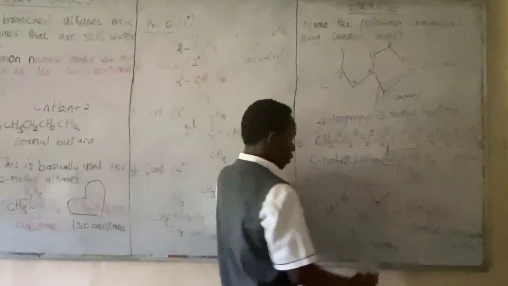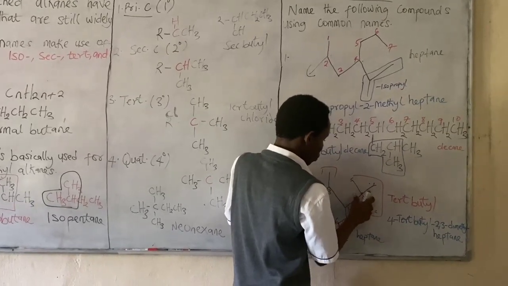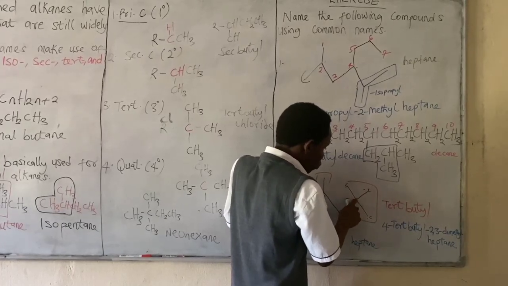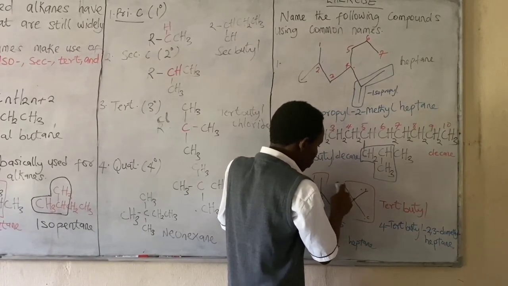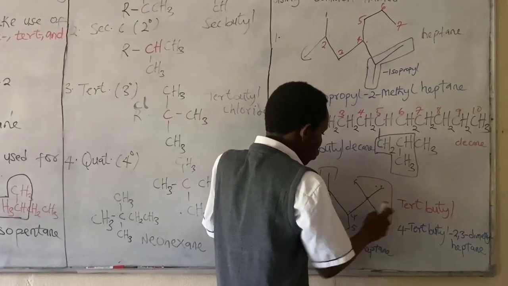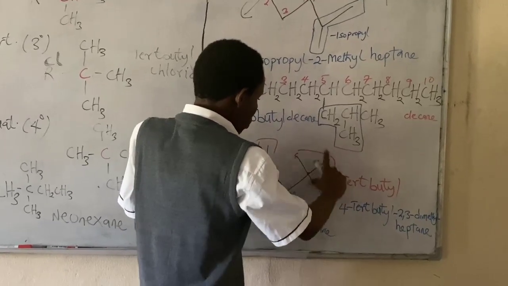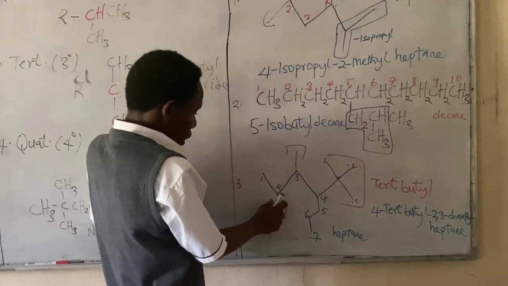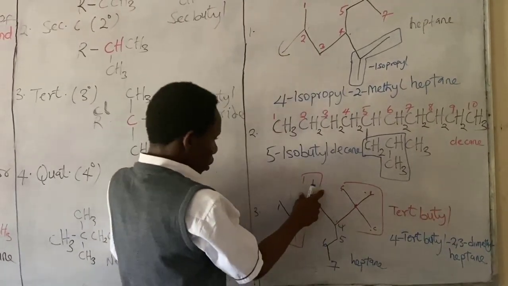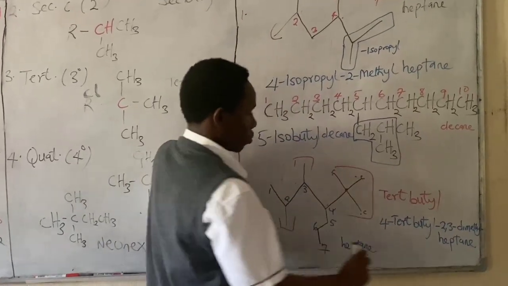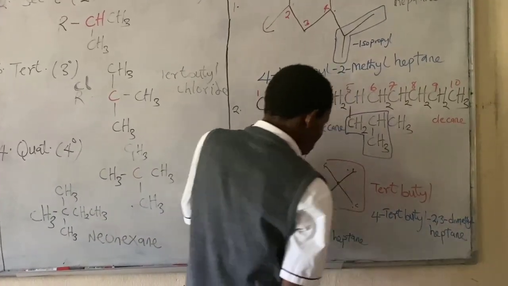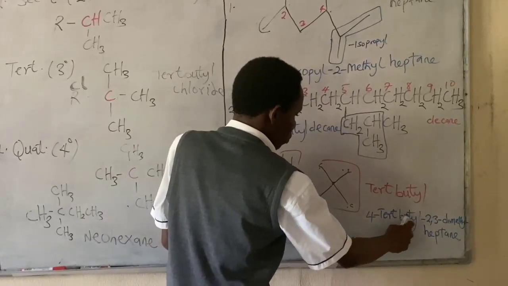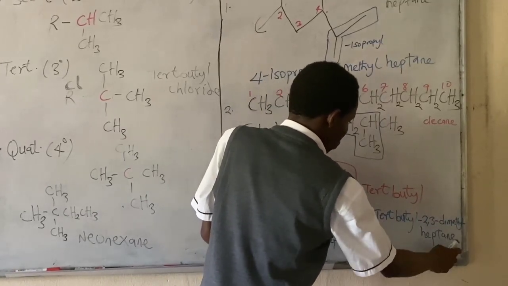Why? Because we have our tert butyl on carbon 4. Why is it tert butyl? Because we have this carbon atom surrounded by 3 other carbon atoms. This is the tertiary carbon. Tert butyl on carbon 4. Then the 2 stands for this methyl group, and the 3 stands for this other methyl group. Because we have 2 methyl groups, it is called di. The longest chain is heptane. Therefore, our name is 4 tert butyl 2, 3 dimethyl heptane.